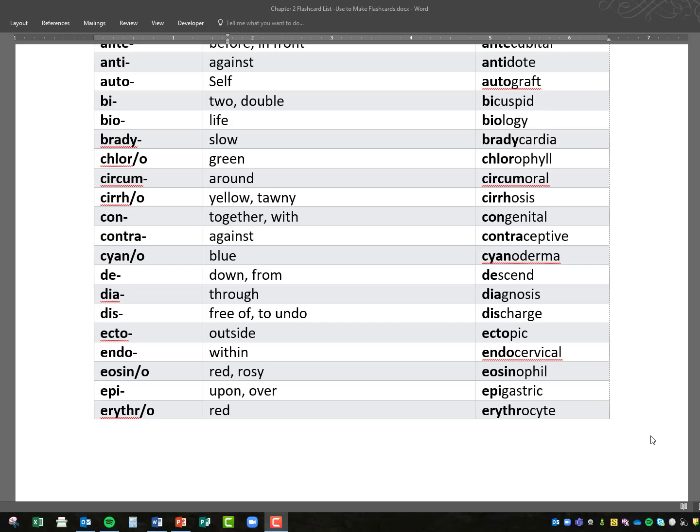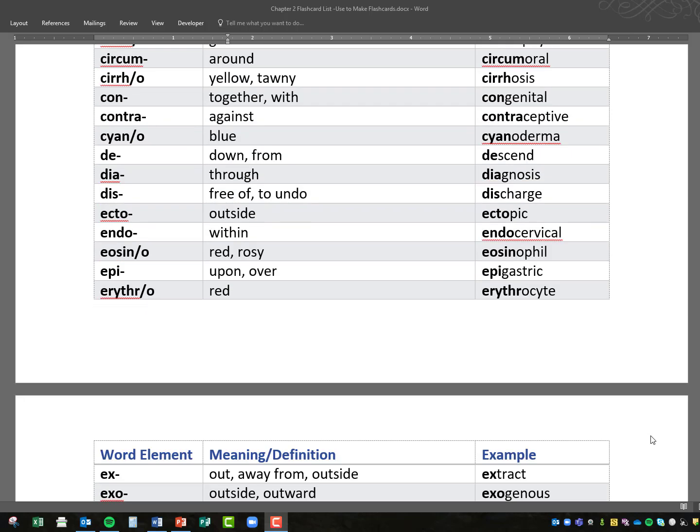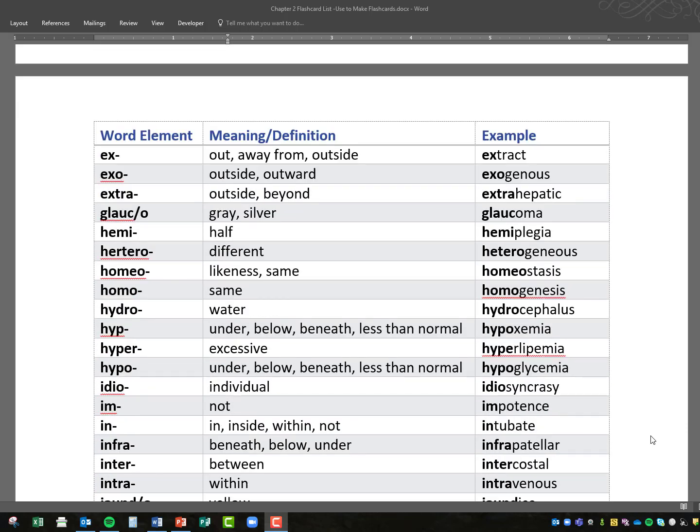Erythro, that's red, like your erythrocyte. That's our red blood cell. Right? We have ex, exo, extra. All those are like outside and beyond. So you'll notice we have multiple prefixes that have the same meaning. That's why flashcards are so important. Another thing you can do if you have multiple prefixes or suffixes or terms that have the same meanings, you can put those on the same card, and then it kind of helps you link it together, because once you see all three of them together, you know they have the same meaning. So that might be something that helps.